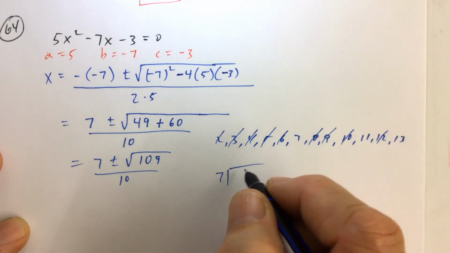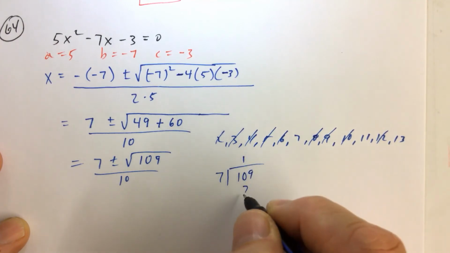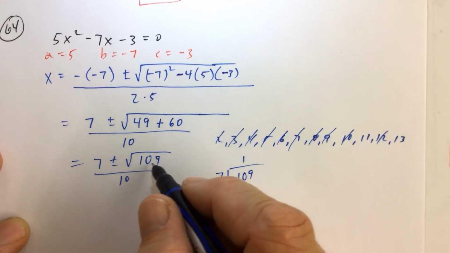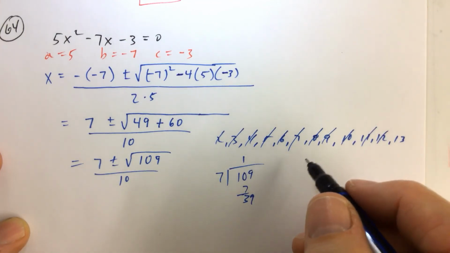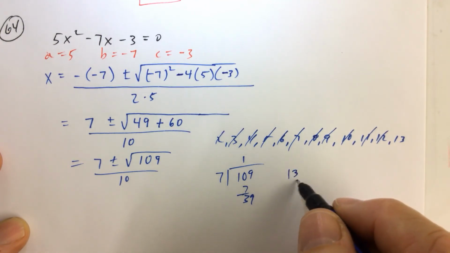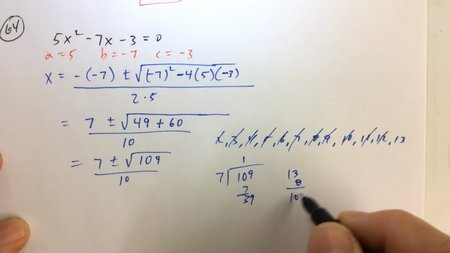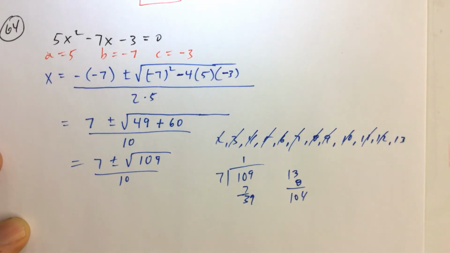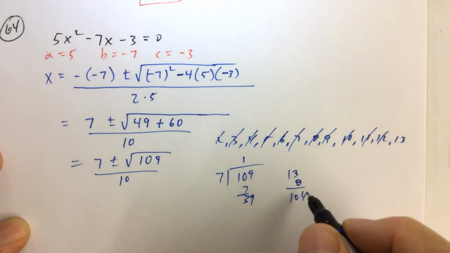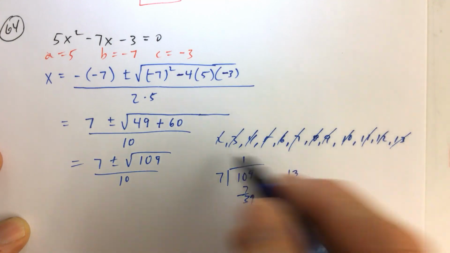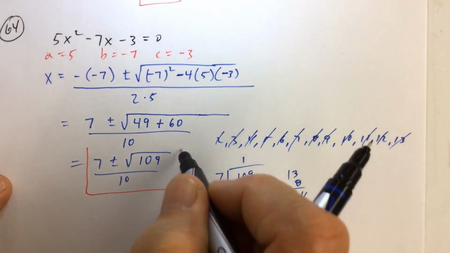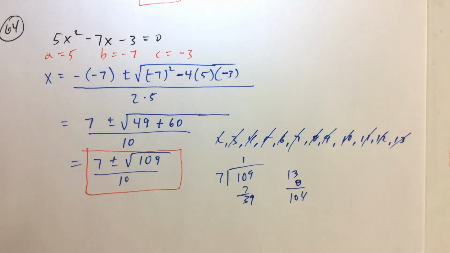7, does 7 go into 109? 7 times 1 is 7 and 39. 7 doesn't go into 39. 11 doesn't go into it because I know that 11 times 10 is 110. And then 13, does 13 go into it? 13 times 8 is 104. So if 13 goes into 104, it doesn't go into 109. So if I go all the way out to 13 and I'm not finding any factors of that, then I'm pretty sure it doesn't have a factor. So I can be done. I'm done with the problem. 7 plus or minus radical 109 all over 10.